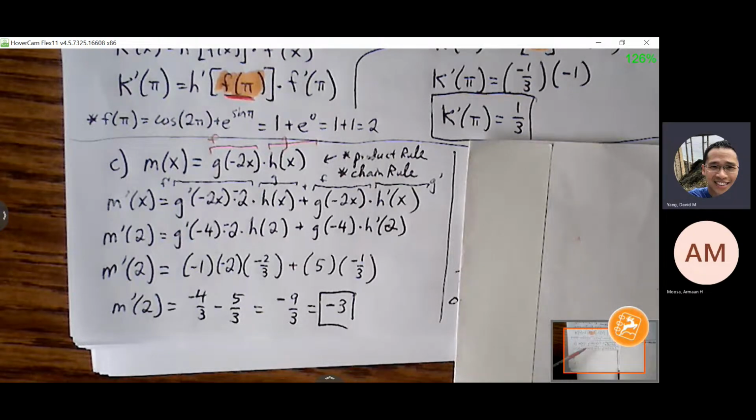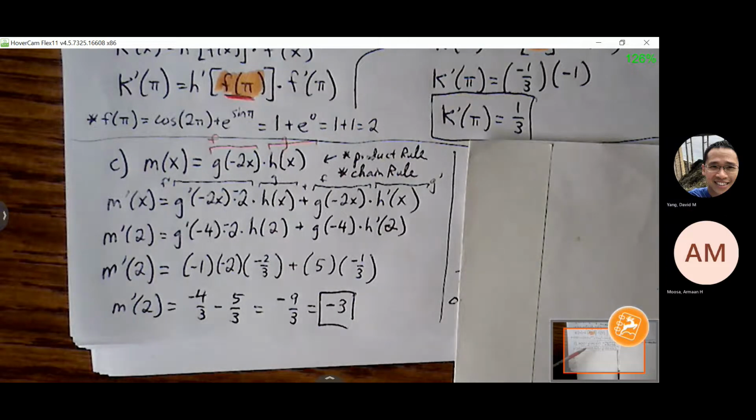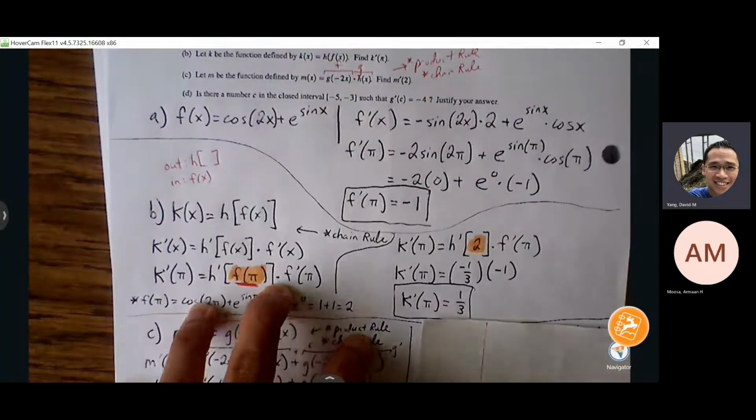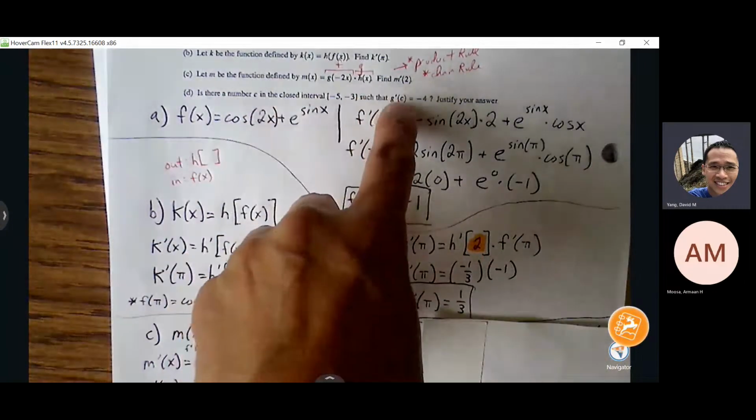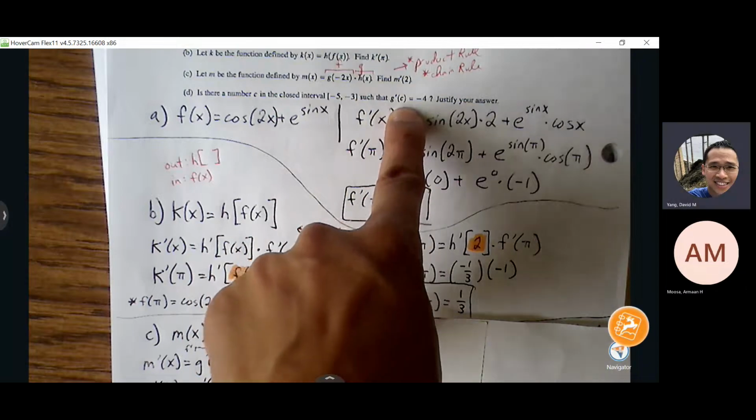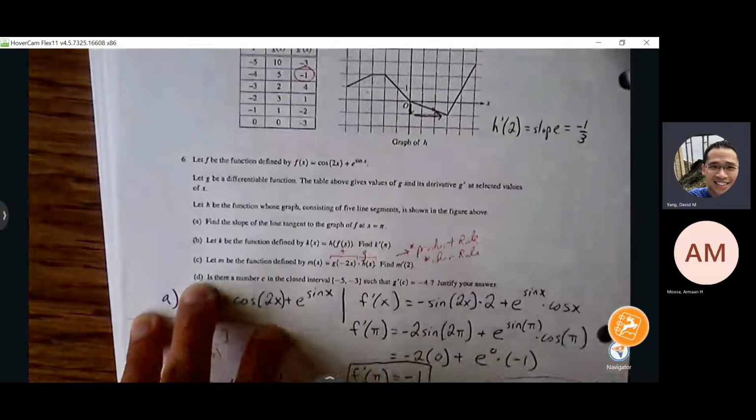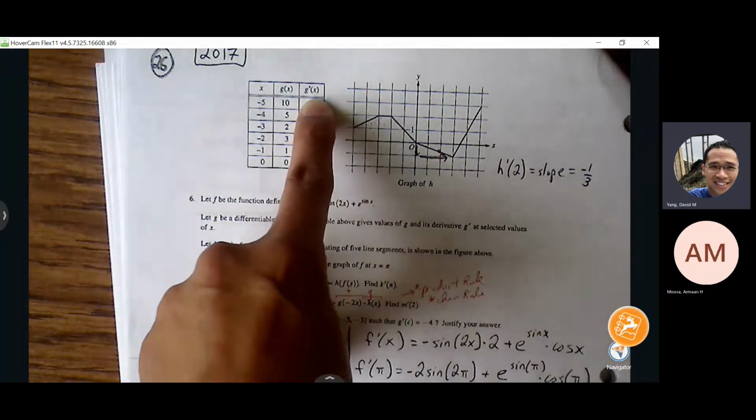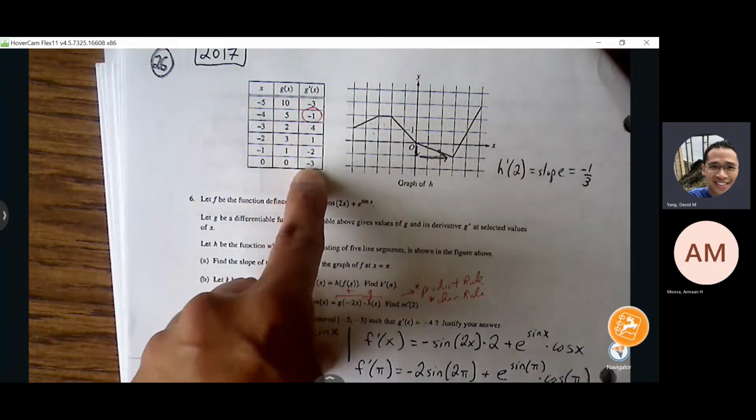Okay, questions so far? Good. Part D. Is there a number C on the closed interval such that g prime of C is equal to negative 4? So if we're looking at the g prime table, we can see that it doesn't reach negative 4. Doesn't mean that it's not there. It's just that we can't use IVT to get us there.